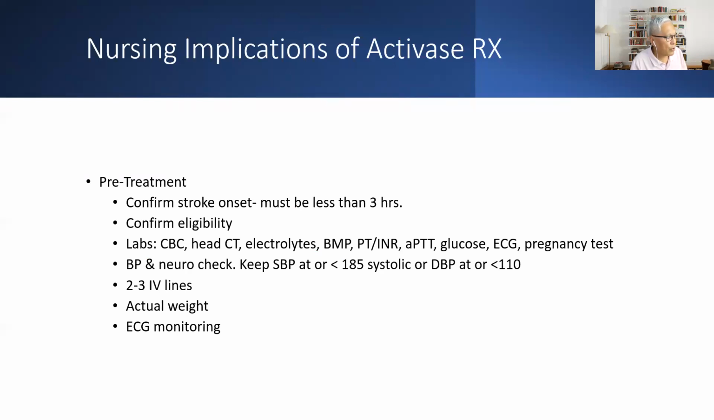And then, of course, make sure that you have labs. The labs would include your CBC as well as your PT-INR, glucose, and pregnancy test. All right. So this is important because we're going to endanger the fetus if we're going to give fibrinolytic agents. Therefore, pregnant individuals cannot be candidates for this one. And then, of course, keep the systolic blood pressure less than 185 or diastolic less than 110.